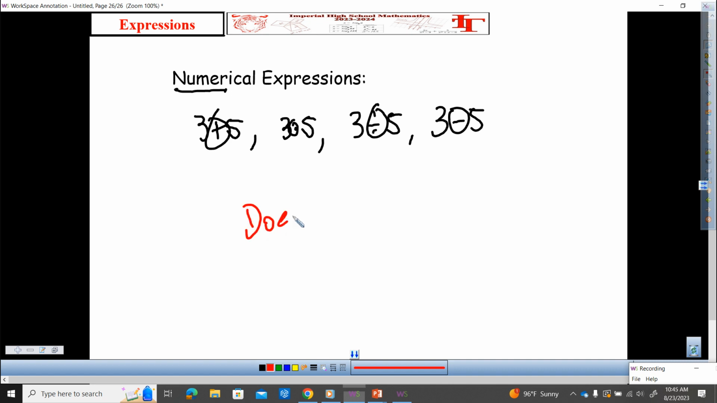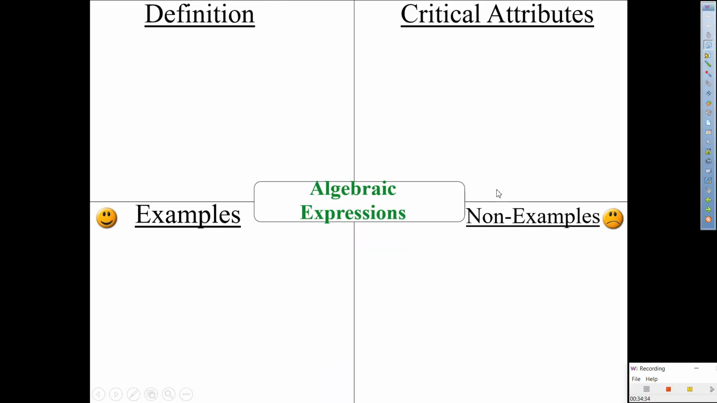It doesn't have variables. Numerical expressions are only numbers with operations. Once we add a variable, they're no longer numerical expressions. So what are they, Mr. Q? Well, those are what we call algebraic expressions.